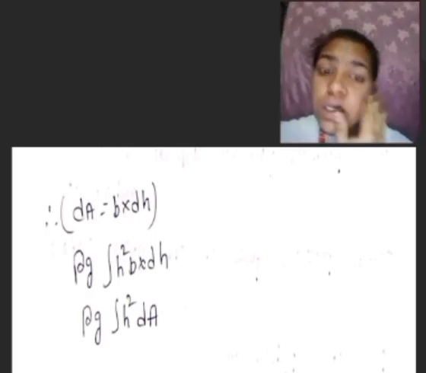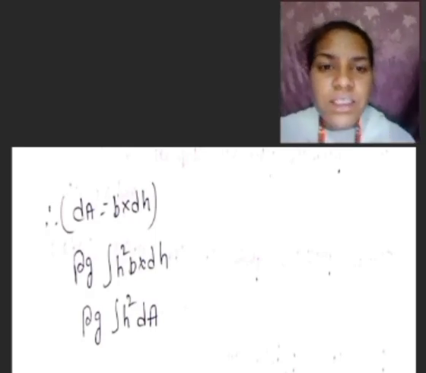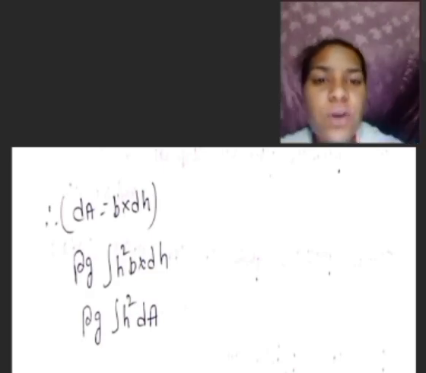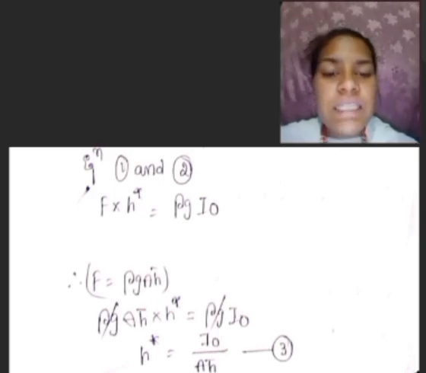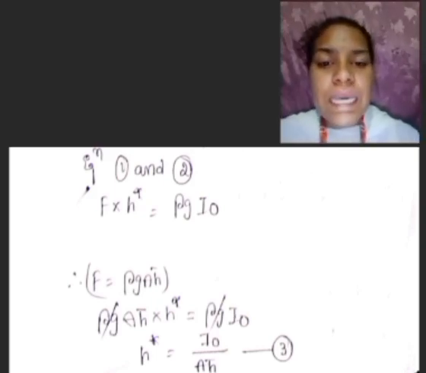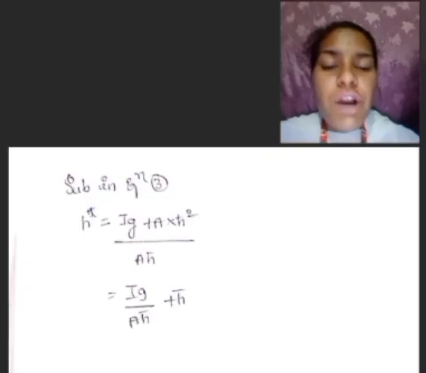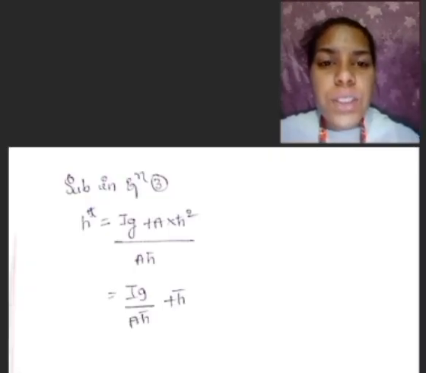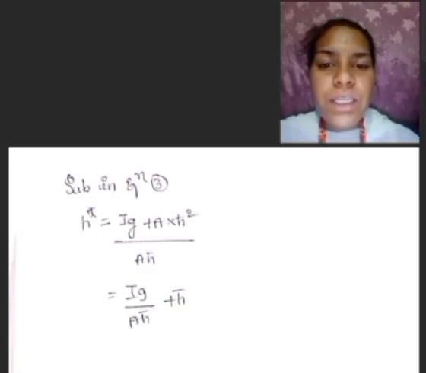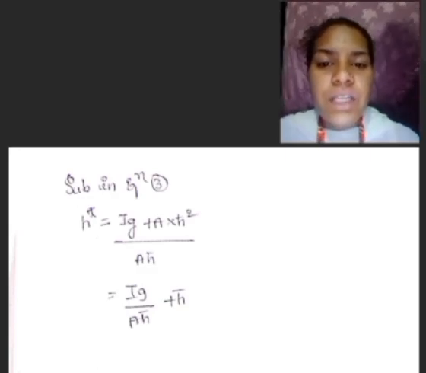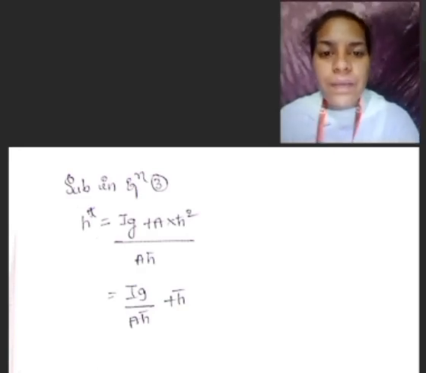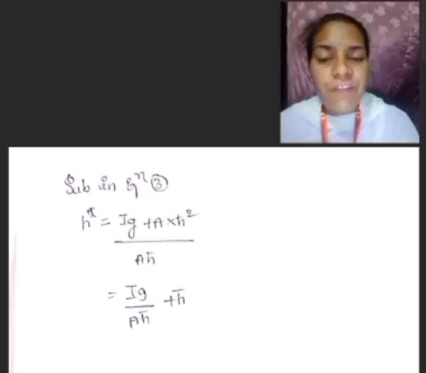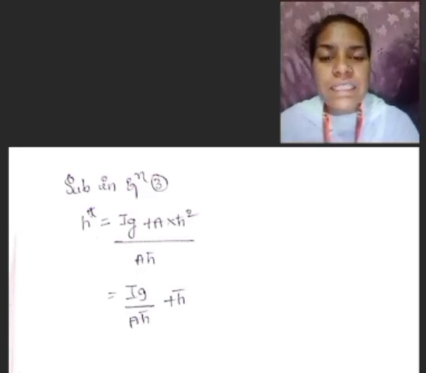In equation 1 and equation 2, there is no sufficient substitution, so we have to substitute equation 4 in equation 3. H star is equal to I naught by a h dash. Finally, we got h star is equal to Iz plus a into h dash squared by a h dash. We have to see whether any cancellations occur in the above equation. Finally, the h star value is Iz by a h dash plus h dash.